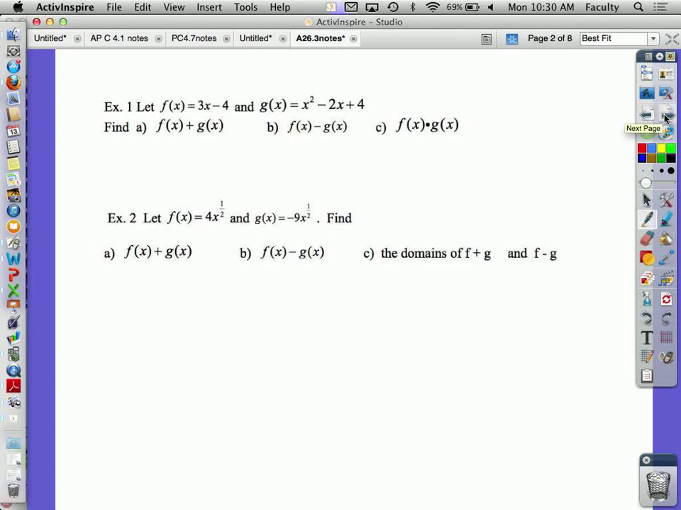Okay, so let's look at example 1. It says let f of x equals 3x minus 4, g of x equals x squared minus 2x plus 4. I'm going to give you a head start on me, and I want you to do A, B, and C. See if you're getting the hang of this now.